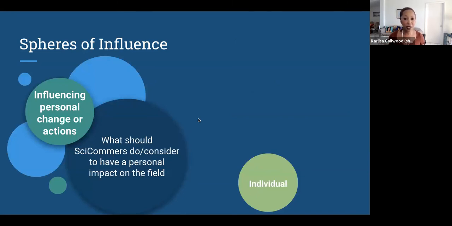At the individual level, you can make direct changes for yourself based on evaluating how your own values, beliefs, and motivations affect your behavior.